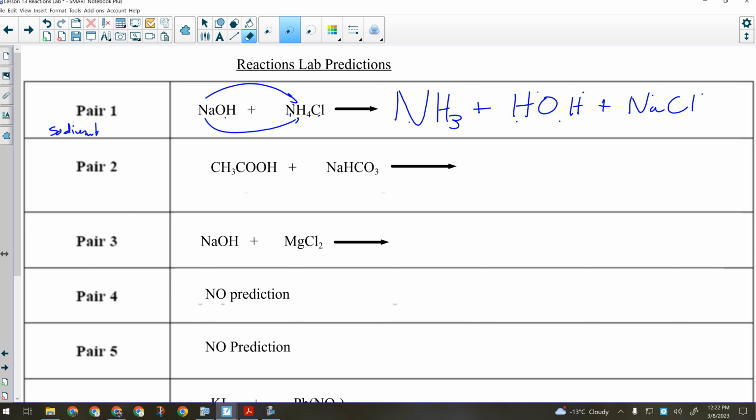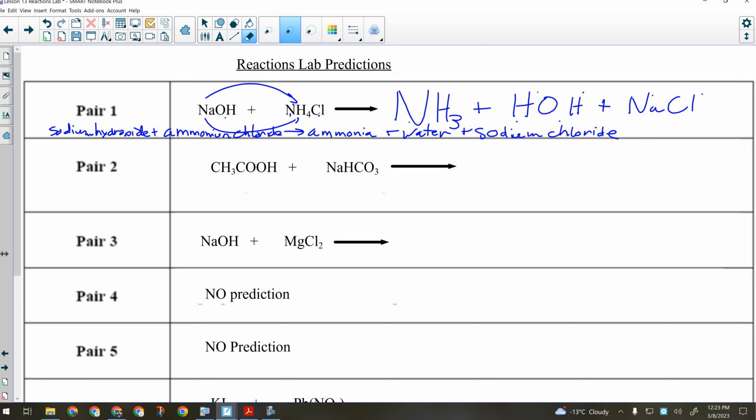Sodium hydroxide plus ammonium chloride arrow, and a lot of people wrote this and it was fine because I did give you that name, ammonia, okay, plus water plus sodium chloride. Okay, that's what I was looking for in reaction number 1. Okay, reaction number 2 had a similar thing happen.